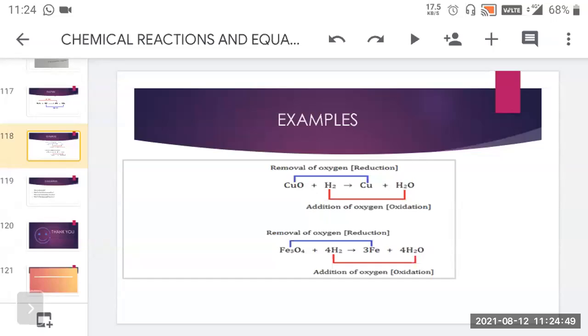And as that oxygen is gained by the hydrogen, we can say whenever addition of oxygen takes place, that condition shows the oxidation process. So here oxidation of hydrogen has taken place. Whenever in one chemical reaction both oxidation and reduction appear, we can say that this is a redox reaction.